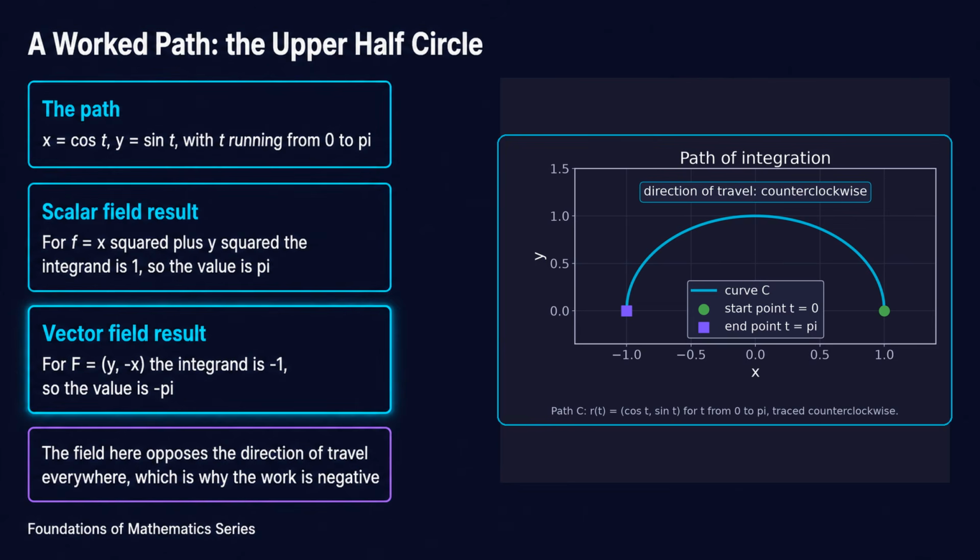Now the vector field f equal to y minus x. Its dot product with the velocity works out to minus sine squared minus cosine squared, which is minus 1 at every point. So the work integral is minus pi. The field opposes the direction of travel everywhere along this path, which is exactly what a negative work value means.